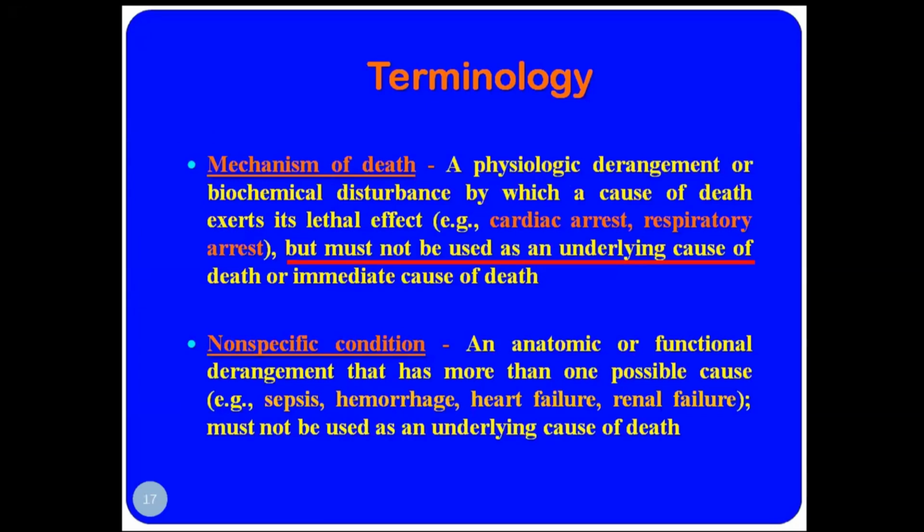Then non-specific conditions, like an anatomic or a functional derangement that has got one or more possible causes. So sepsis. Now, what kind of sepsis? If you go into properly writing a death certificate, people also suggest that if you write sepsis, you should be closer to it: gram-positive sepsis, gram-negative sepsis. And if the culture reports are available with you, suppose the patient died because of bacteremia, or Klebsiella bacteremia, or Acinetobacter bacteremia, or Candidemia, then you can write Candidemia.